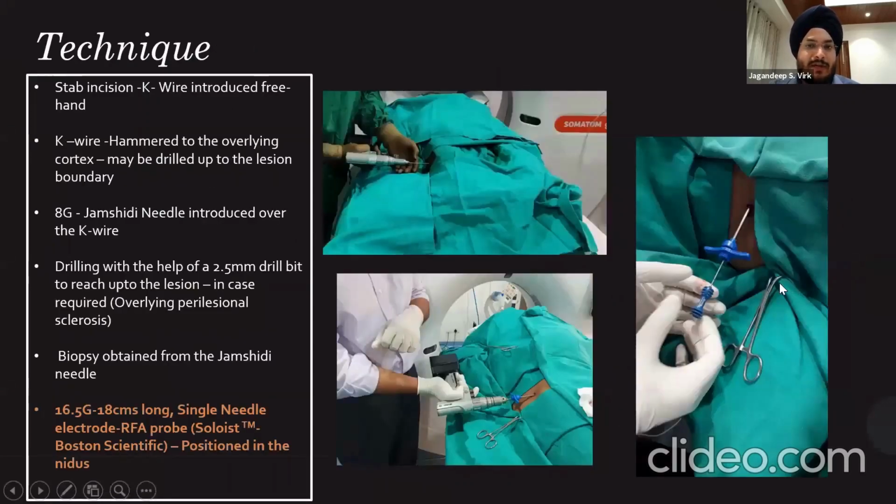We introduce a K-wire. Either it can be introduced freehand and checked under CT scan, or if we are entering through the contralateral cortex, as in this case, we can make it enter through a drill. Once we have reached the lesion, the cannula of the Jamshedi needle, usually an 8 gauge one, is passed over the K-wire, and then we enter into the lesion. In case, because of extensive perilesional sclerosis, we are not able to enter into the lesion, we can use a drill to enter the lesion. We take a biopsy from there, and once we are done with that, we position the radiofrequency ablation probe into the nidus of the lesion.